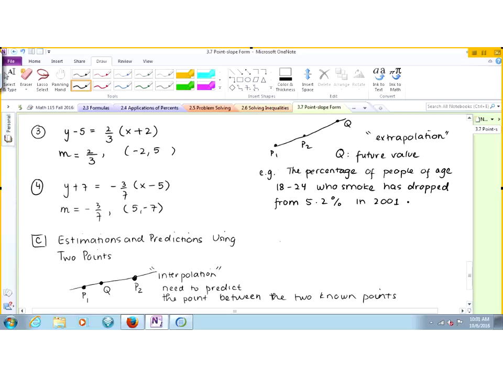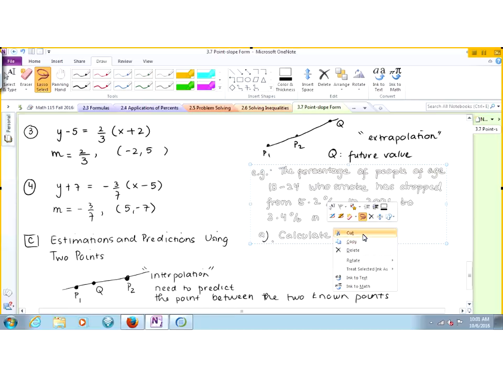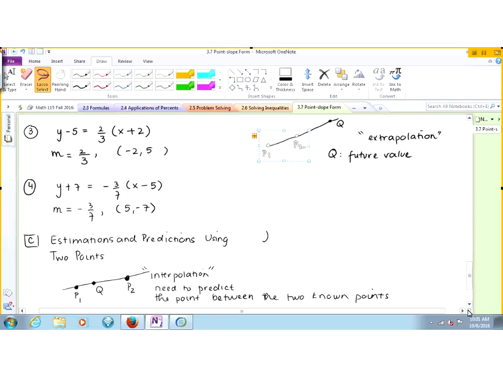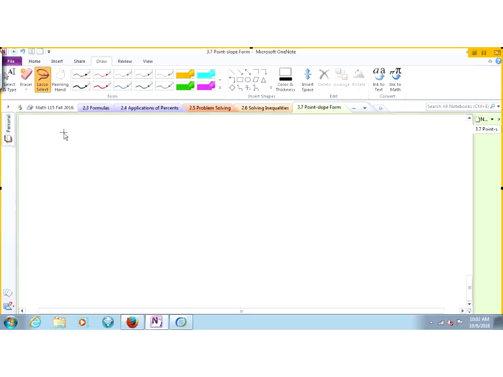From 5.2% in 2001 to 3.4% in 2004. So the source is the Office of Smoking and Health, National Center for Chronic Disease Prevention and Health Promotion. Okay. So the question is, calculate the percentage of people. Maybe I should do it on a different page. Can I just do it on a different page? Sorry. Cut it and then do it on a different page so it's better for you guys too.